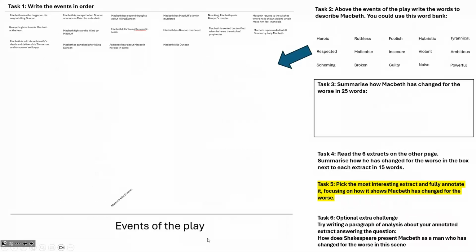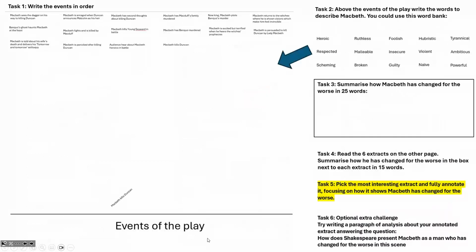So you've read all those extracts, 1 to 6. Which one did you like best? Task 5. Pick the most interesting extract from those 6. Pick the most interesting extract and fully annotate it, focusing on how it shows Macbeth has changed for the worse.